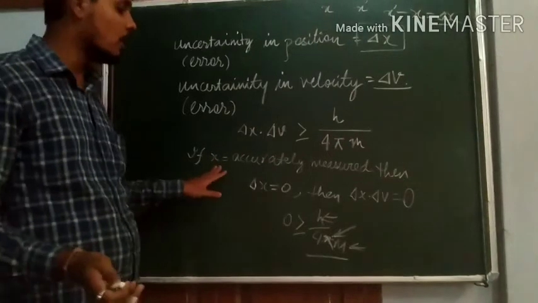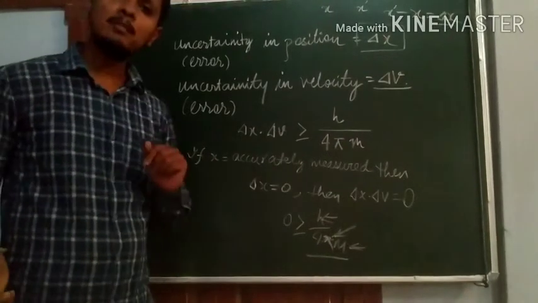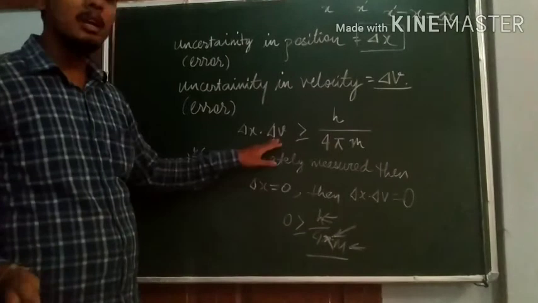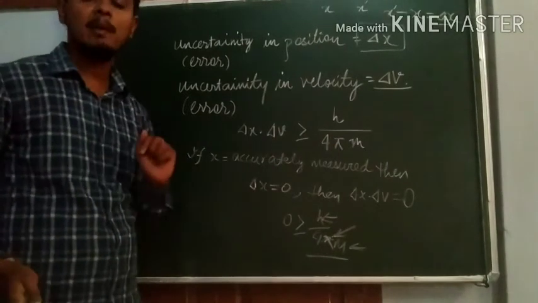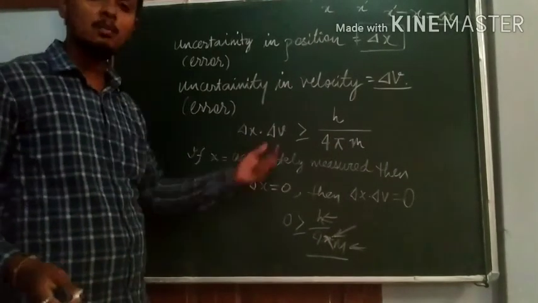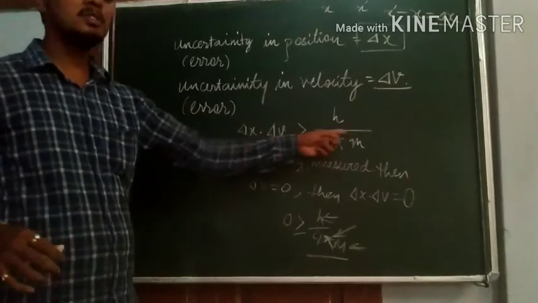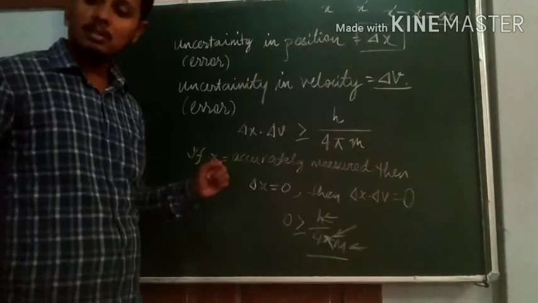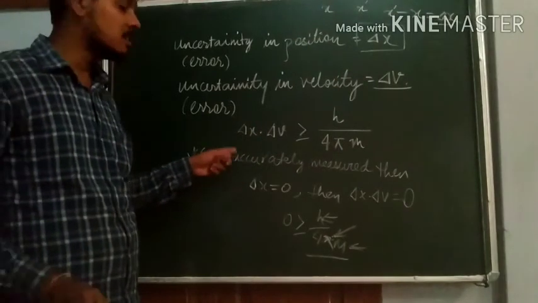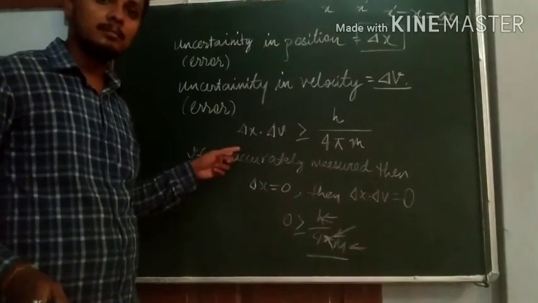If x is accurate, then we would get 0 greater than or equal to h by 4 pi m. Similarly, if v is accurate, we get the same. That means x and v cannot both be accurate together, otherwise this condition will not be satisfied. Okay, so this is the main equation of Heisenberg's uncertainty principle.